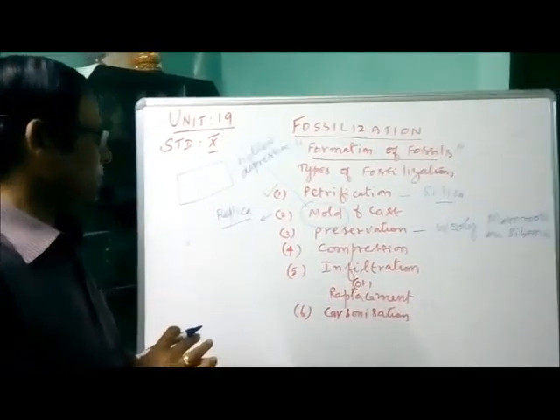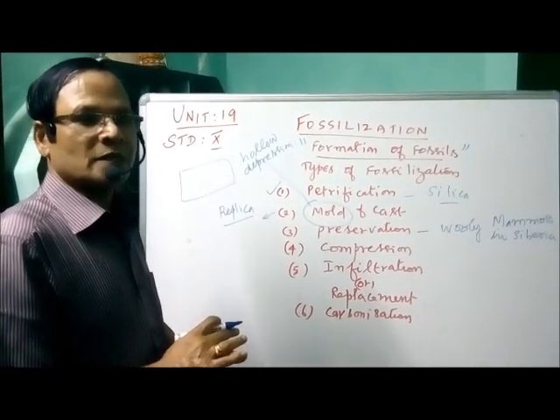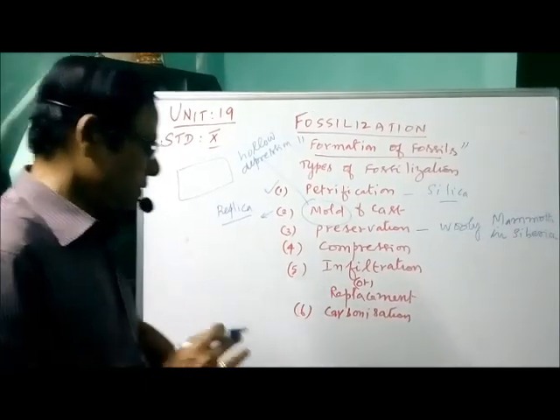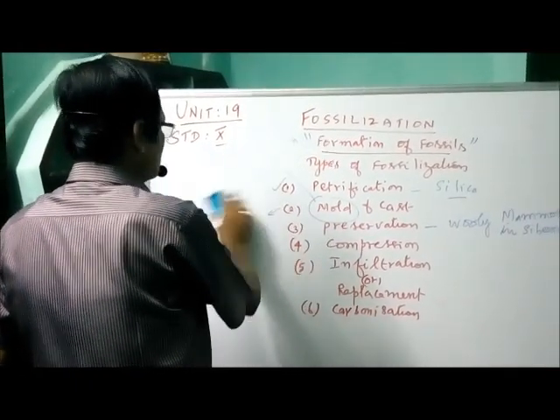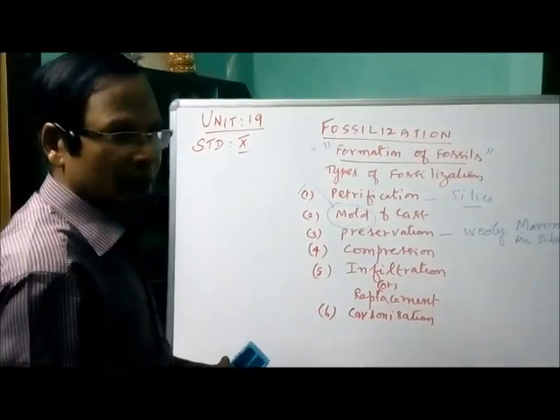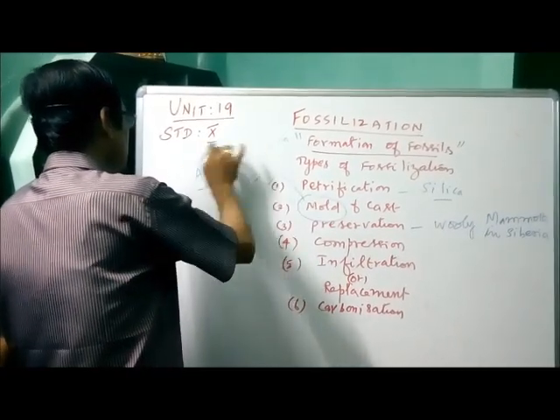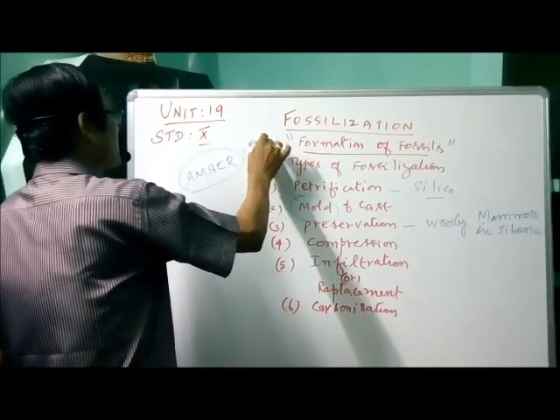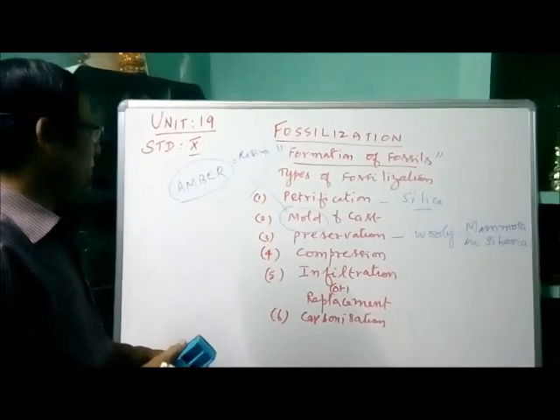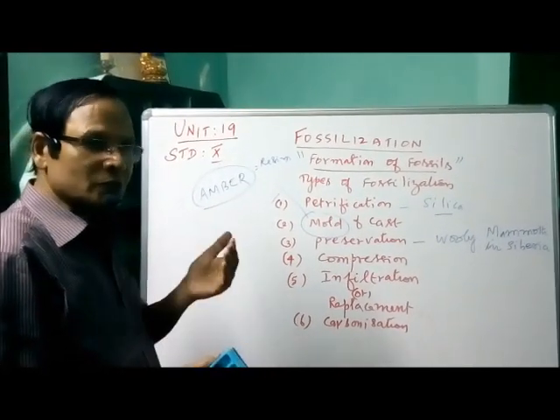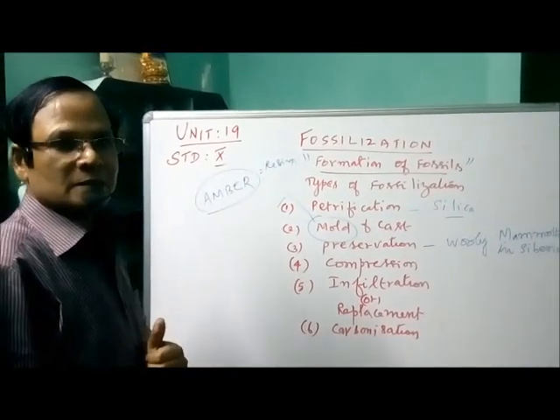Now the next one, preservation. In preservation, the actual remains, the entire plant or animal organism, is preserved. We have different mechanisms for preservation. The entire organism is preserved without any decay by some material released by the plant body. This is called amber, a resin-like substance released by the plant body. When an insect gets stuck to this amber, the amber acts as a preservative and preserves the entire insect for millions of years.